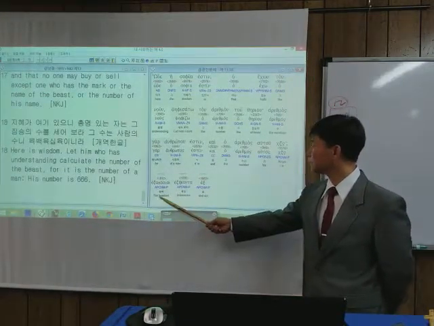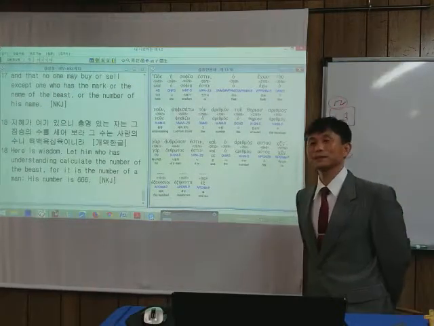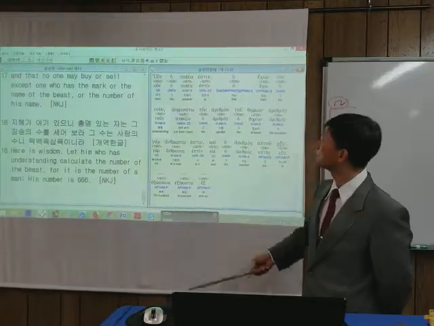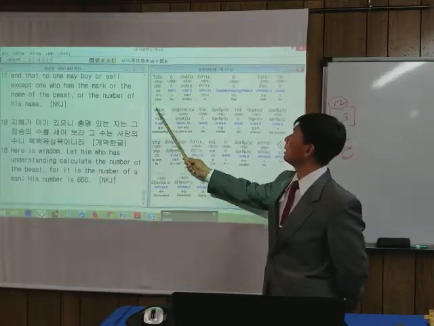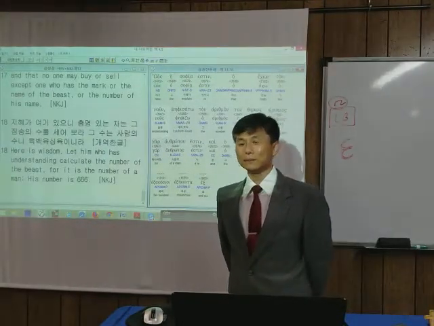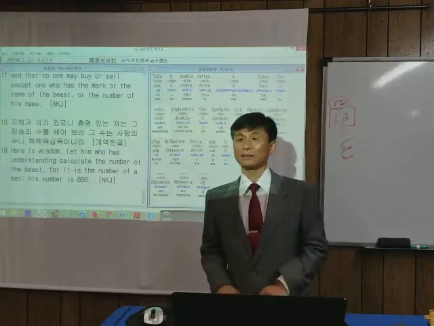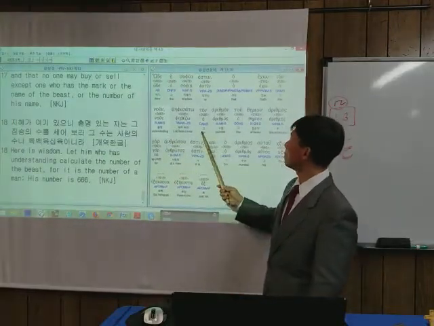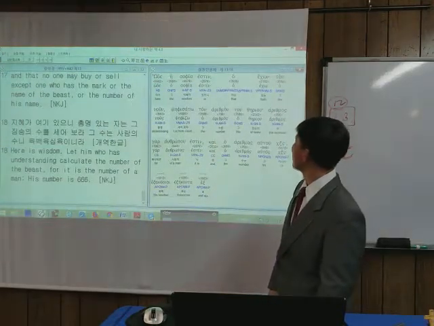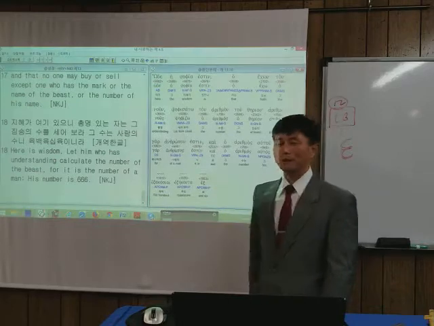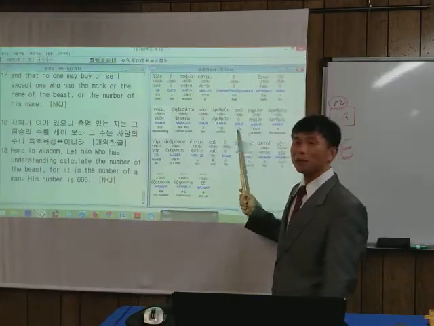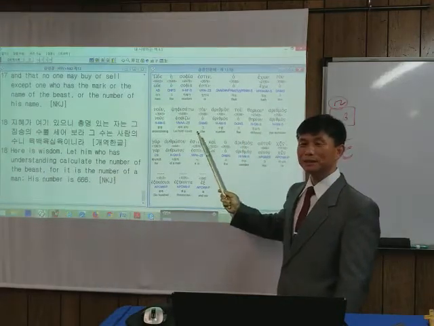That's why here it says 666. Before we go to the 666 meaning, let's look at the nous, intellect. We have to have an intellect. Without having intellect, we are not able to count the number of the beast. We are not able to count the number of man. So number of man is the number of the beast, which means the beast is man.